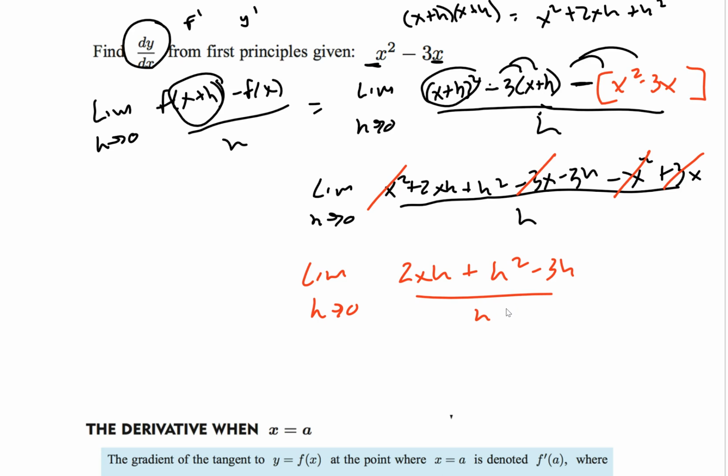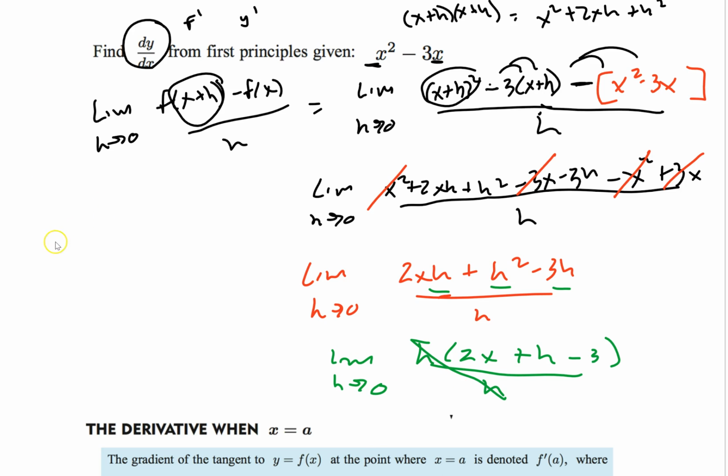Again, I still can't plug 0 in because of the h on the bottom. If I plug it in, I'll have all h's on top. But we could factor. These all have an h, so you factor the h out: h times (2x plus h minus 3) all over h, which is going to cancel out. Once they cancel, I'll rewrite so you can see a little better. All we're left with is the limit as h approaches 0 of 2x plus h minus 3.